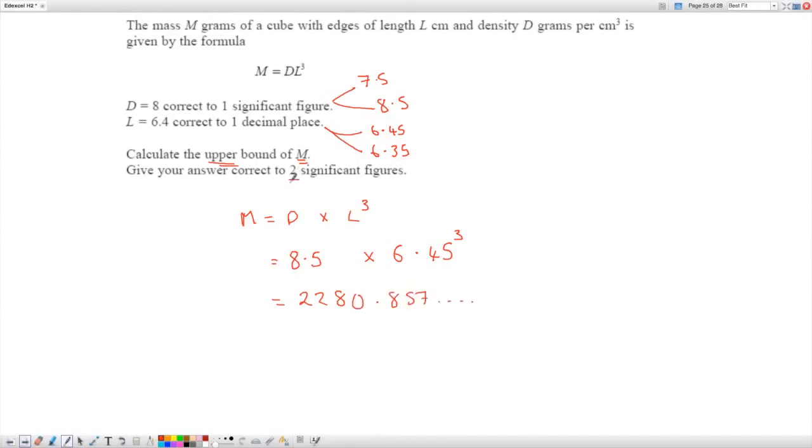We need to give our answer correct to 2 significant figures. So first 2 digits, 2 and 2, that are not 0. Look at the next number, big number, so the number in front rounds up to 3, and then replace the rest with 2 zeros. So rounded to 2 significant figures, 2,300.